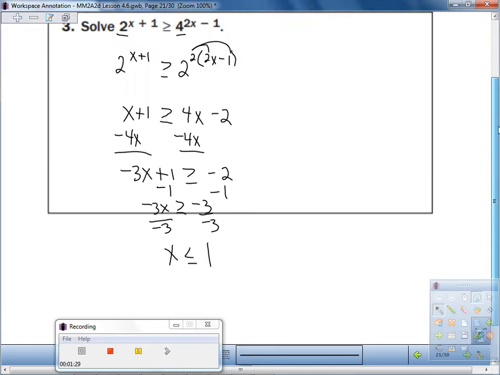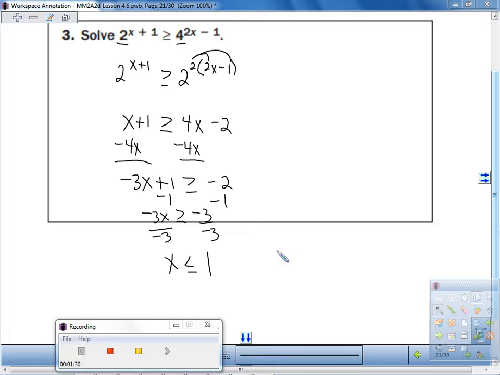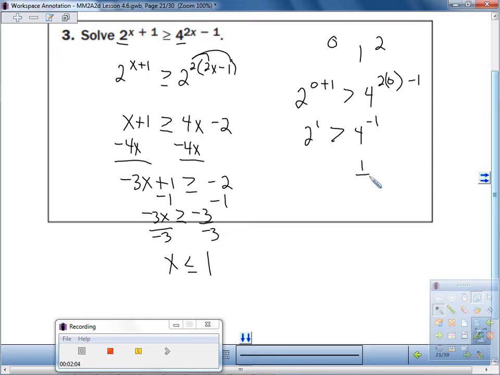Now, what we have to do is check to make sure that's true. So let's pick something above 1 and something below 1. We'll pick 0 and 2 and see if the answers match up. Okay, so if I put in 0 for x, I end up with 2 to the first power. Here, that ends up being 0 by mine, so I end up with 4 to the negative 1. Remember that this, right here, would be a negative exponent, so we'd end up writing it as 1/4. So 2 is greater than 1/4. That's true, so that makes sense.